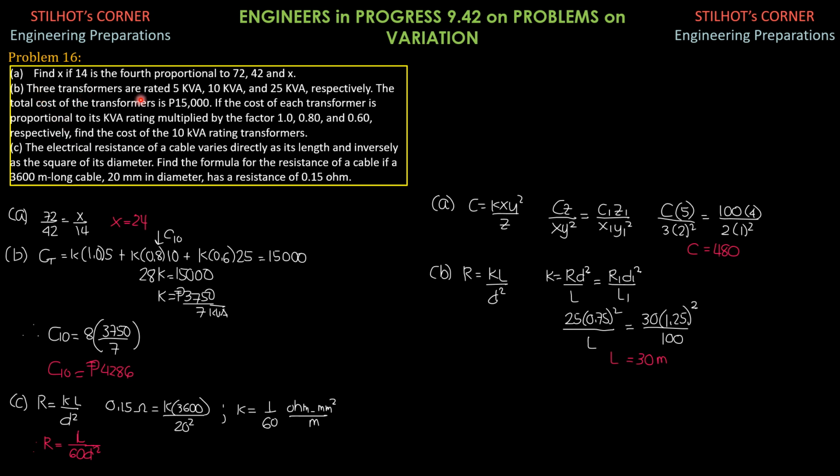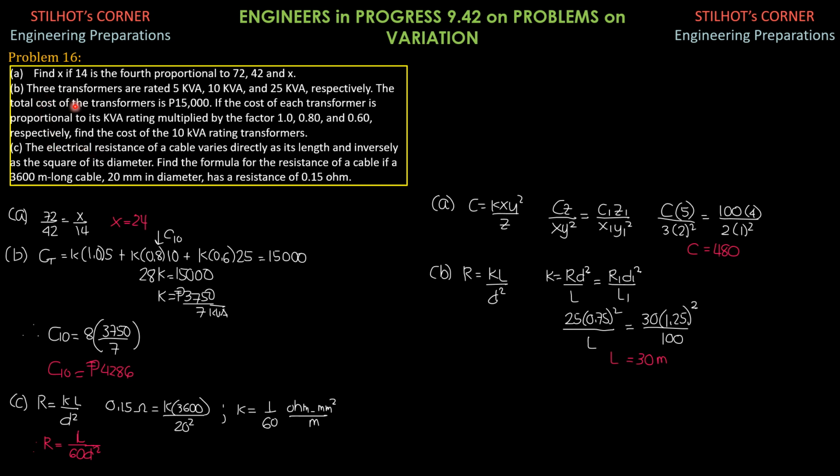Three transformers are rated 5 kilovolt-amperes, 10 kilovolt-amperes, and 25 kilovolt-amperes respectively. The total cost of the transformers is 15,000 pesos. If the cost of each transformer is proportional to its kVA rating multiplied by the factor 1.0, 0.8, and 0.6 respectively, find the cost of the 10 kVA rating transformer. Then part C, the electrical resistance of a cable. Let's focus first on part B.